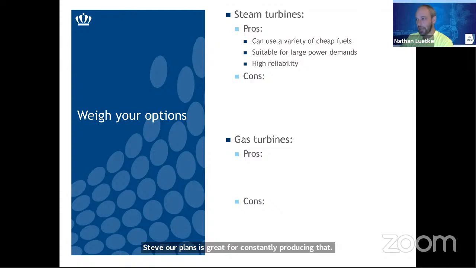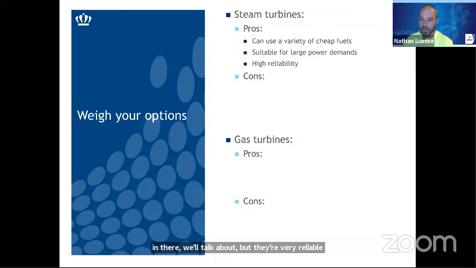And they're fairly reliable. This is old technology, been around forever. You've got a boiler, you've got a turbine. There's a few other components in there we'll talk about, but they're very reliable. Unlikely to go wrong very quickly. Very simple. Some cons though: high initial cost.